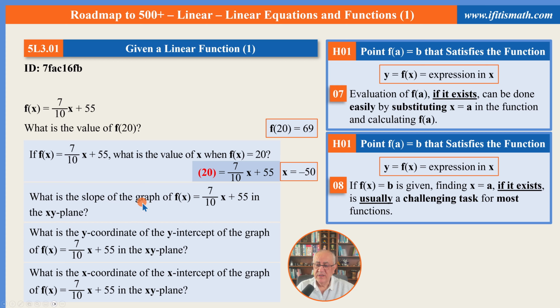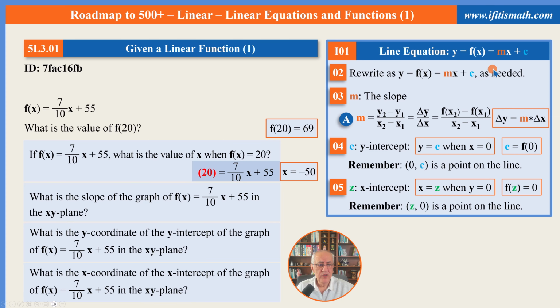Now they're asking, what's the slope of the graph of this function? Well, here we need to go to these rules. Generally speaking, if y equals mx plus c, m is the slope and c is the y-intercept. So we are just going to get the answer directly from what's given to us, 7 over 10. So 7 over 10 is the slope.